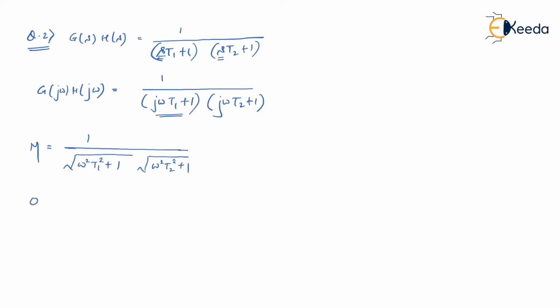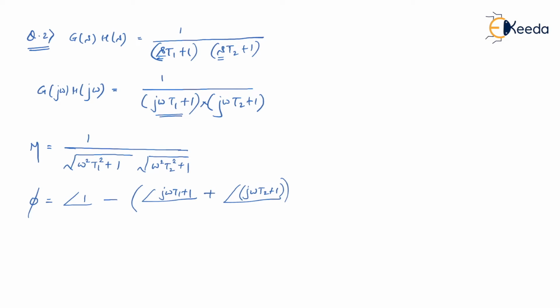Let's calculate phase. So you know the fact that it is phase angle of numerator minus phase angle of denominator. This is the theory, and at the same time these 2 complex quantities are getting multiplied, so their respective angles get added. Therefore it will be like this, that is angle of 1 minus angle of denominator, that is angle of j omega T1 plus 1 plus angle of j omega T2 plus 1. Only for this problem I'm going in detail.